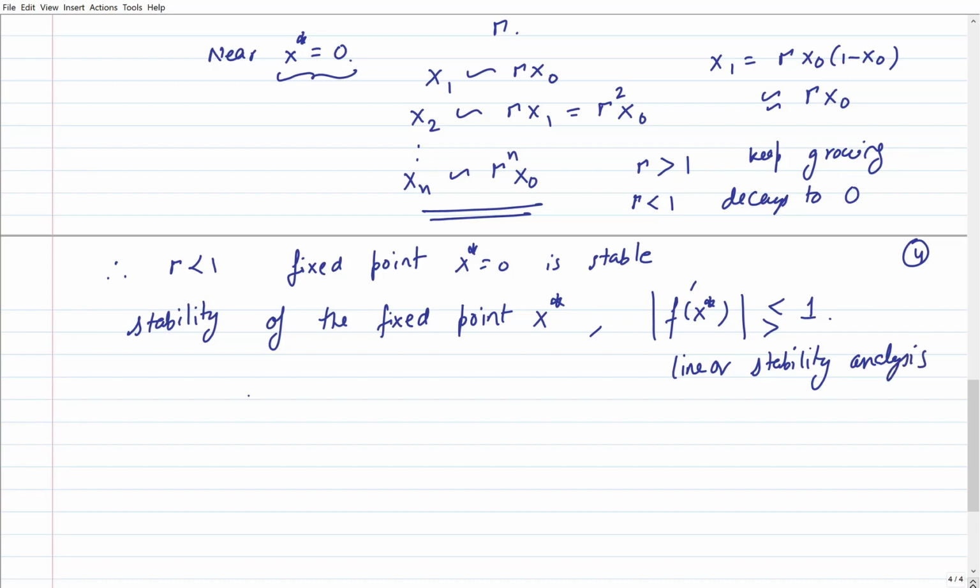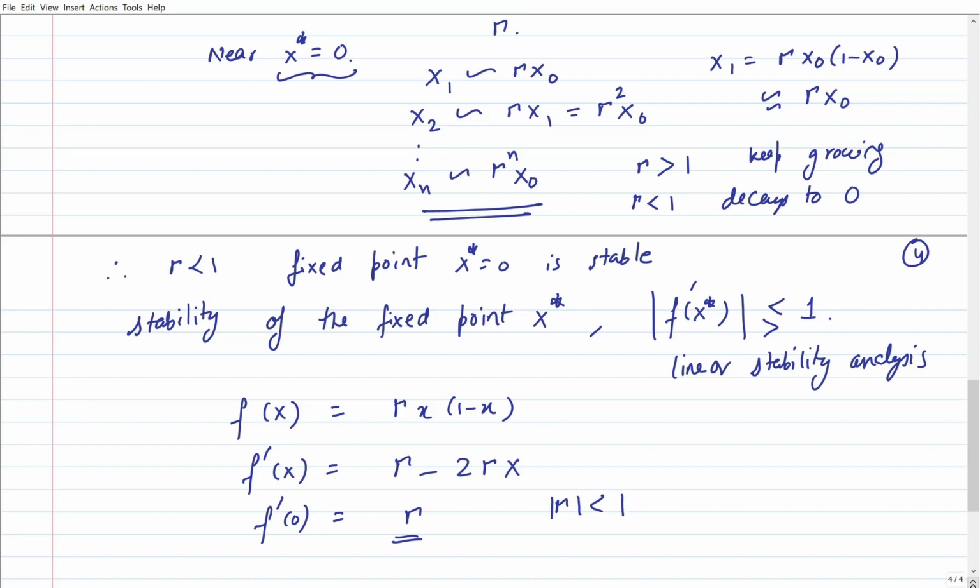And what do I have? For the map, if I have f(x) as this guy, then f'(x) is just r minus 2r x, and at 0, this is nothing but r. That's what we saw above, that r less than 1 implies linearly stable.